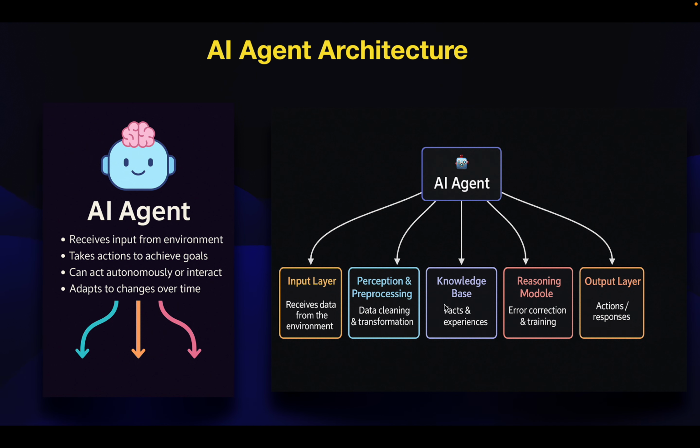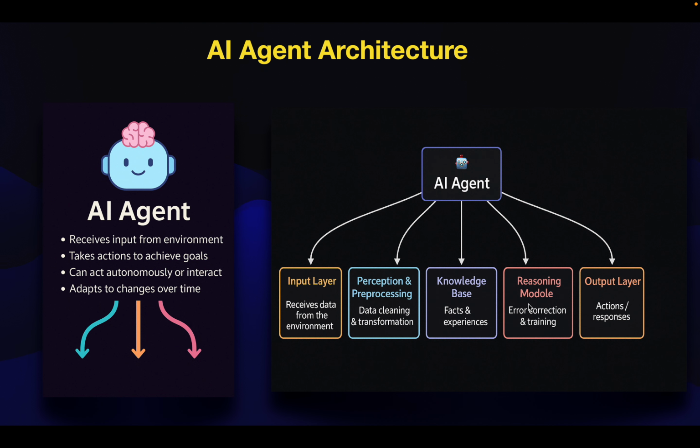Third, we have the knowledge base. Basically this is the memory of the agent. It contains the facts, prior experience, rules and context, anything the agent has learned before. The more it knows, the better it will perform. It's like the feedback loop where you are storing all the data in the knowledge base.